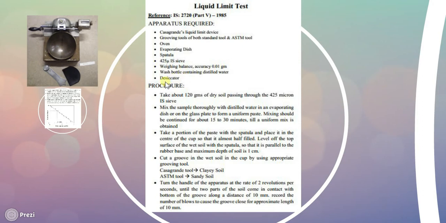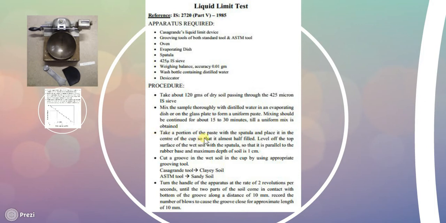Let us go to the procedure. Take about 120 grams of dry soil passing through the 425 micron IS sieve. Mix the sample thoroughly with distilled water in an evaporating dish or on the glass plate to form a uniform paste. Mixing should be continued for about 15 to 30 minutes till a uniform mix is obtained.